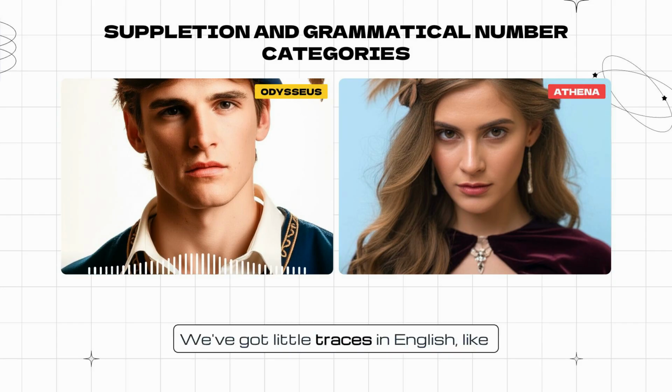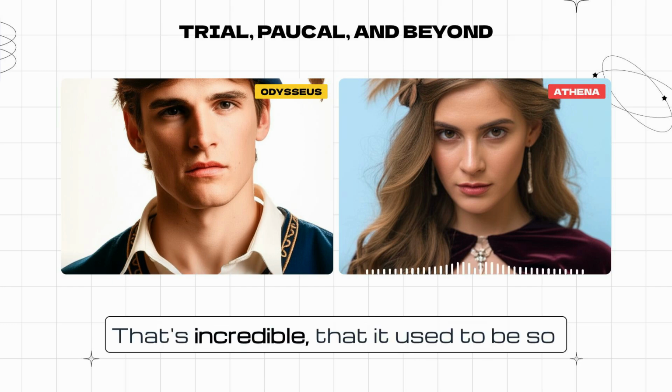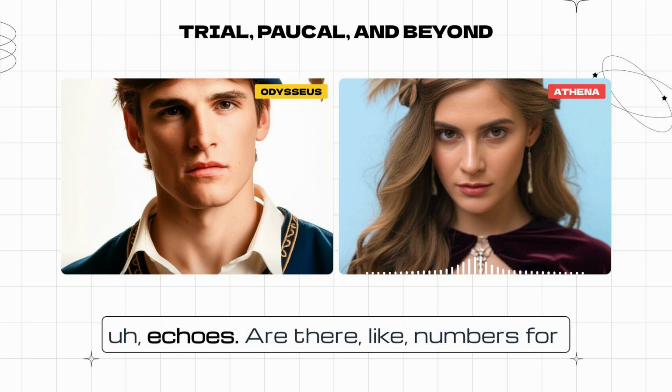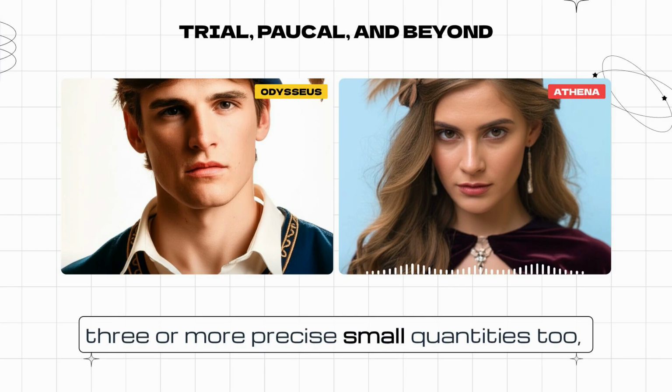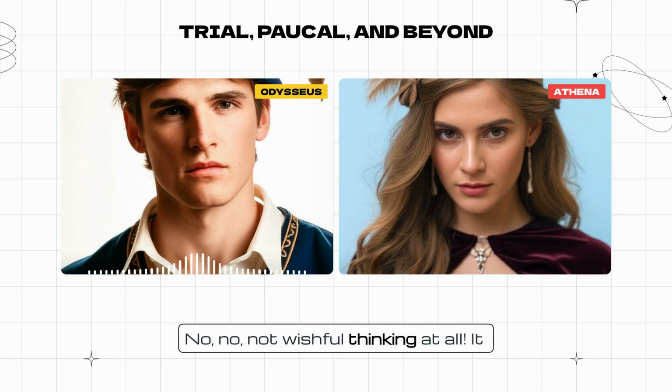We've got little traces in English, like both versus all, or either versus any. It's a relic, really. That's incredible that it used to be so prominent, and we still have these little echoes. Are there, like, numbers for 3 or more precise small quantities too, or is that just wishful thinking? No, not wishful thinking at all. It absolutely exists. Beyond the dual, some languages have a trial for 3 entities. It's much rarer, but you'll find it in some Austronesian languages, especially in their pronouns.